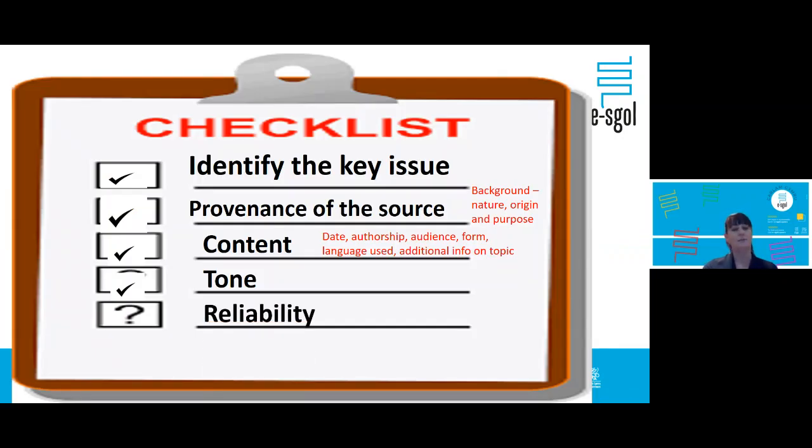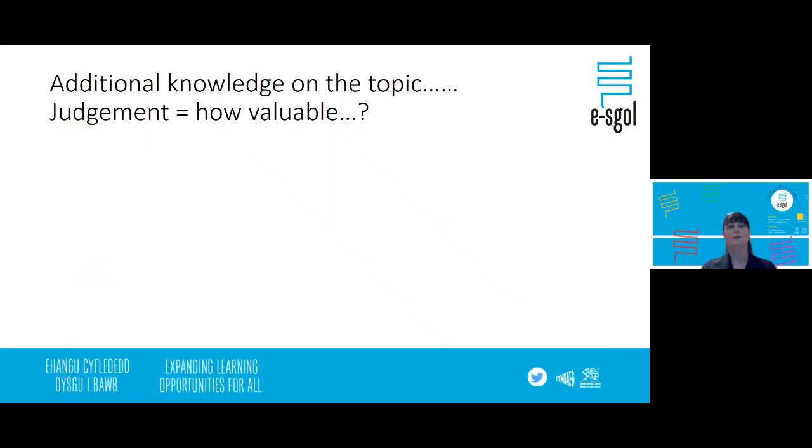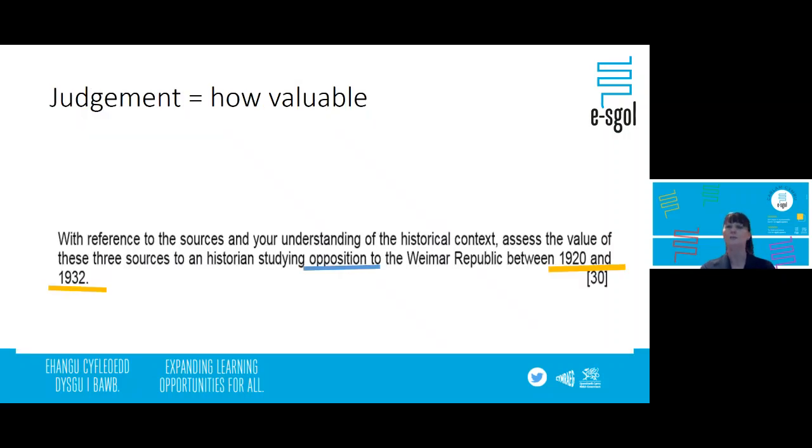But when it comes to reliability, you have to think about, can we trust the source? Can we think about whether it is useful or not? We need, therefore, to know additional knowledge on the topic, and we need to keep coming back to how valuable that source is for that question, which is opposition, that key issue. So remember, we're looking at opposition, we're looking at the value of these sources to that key issue. How valuable are they in showing opposition?